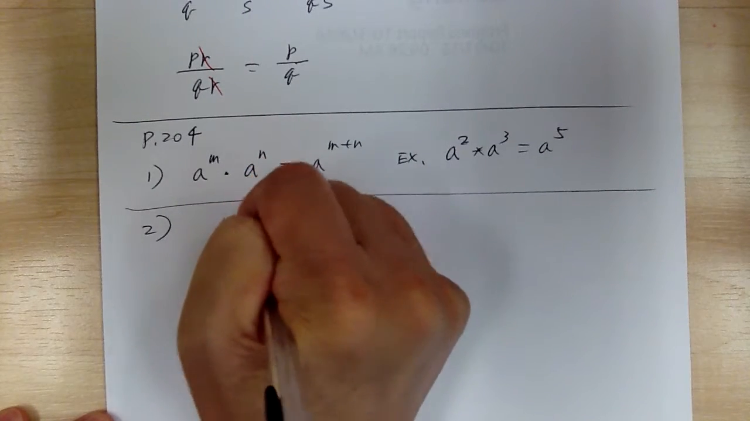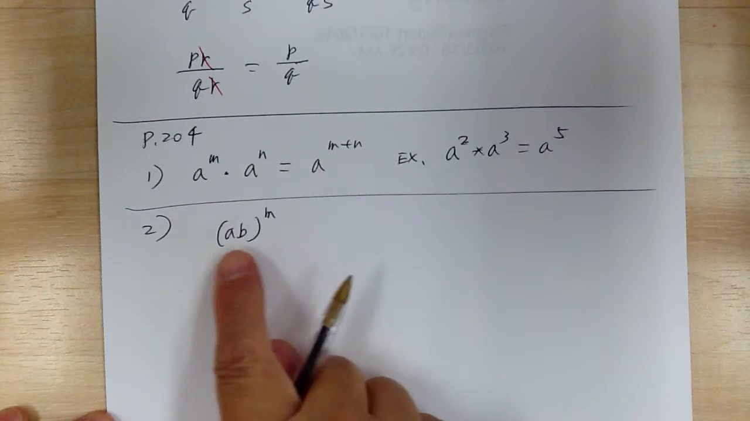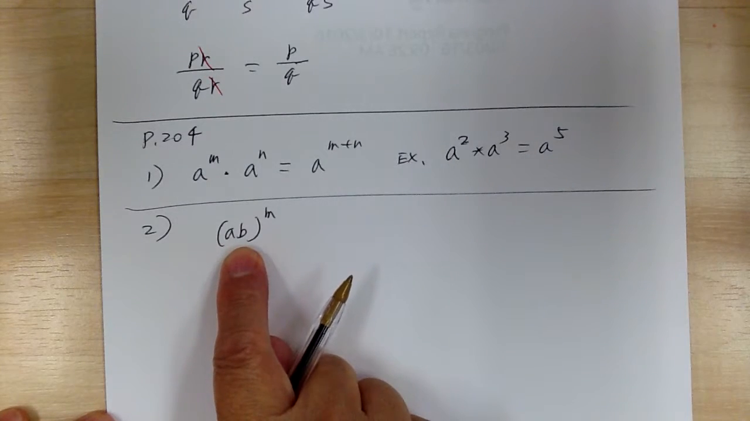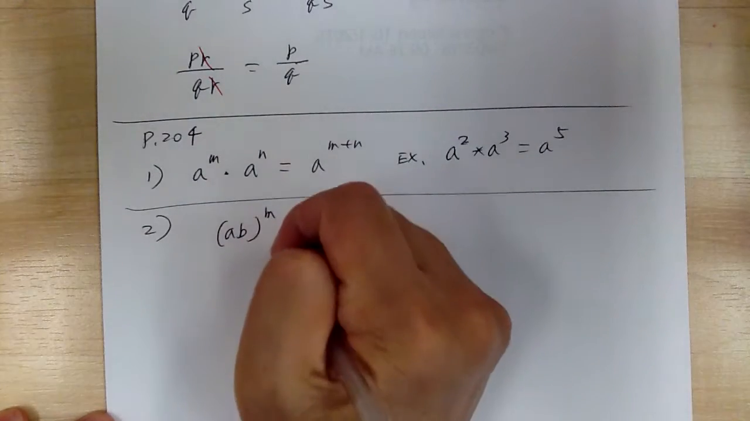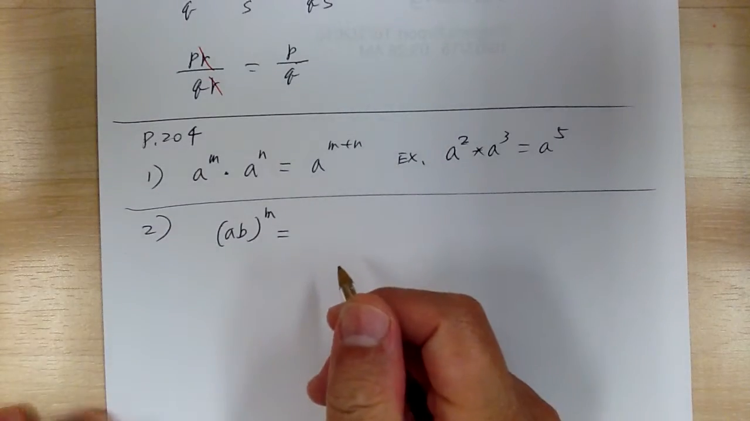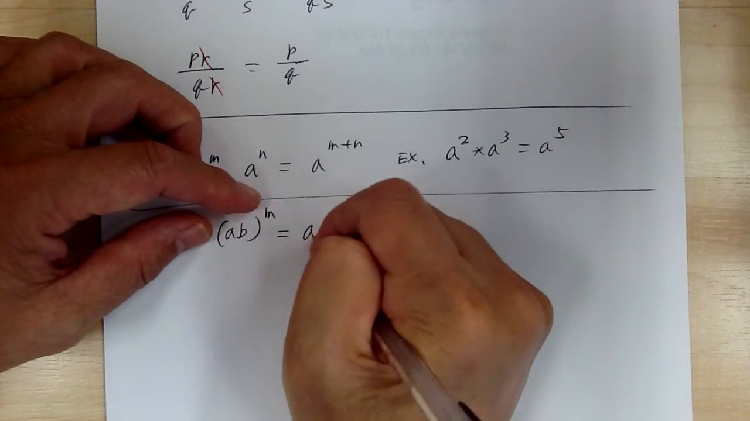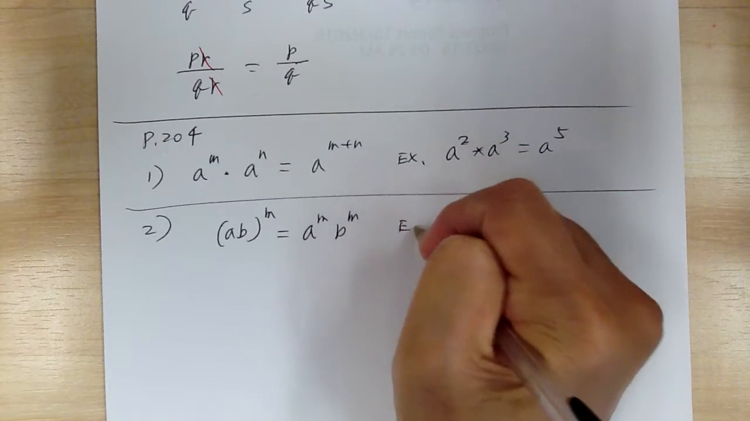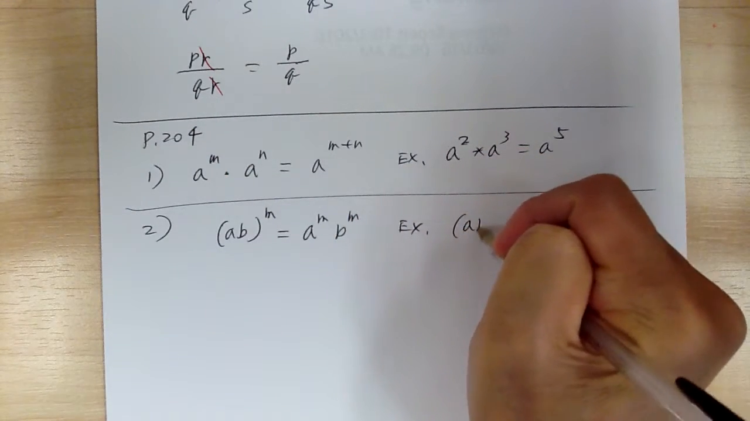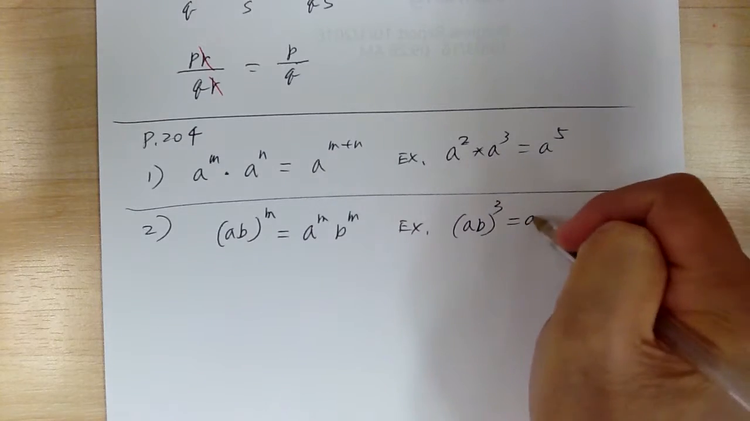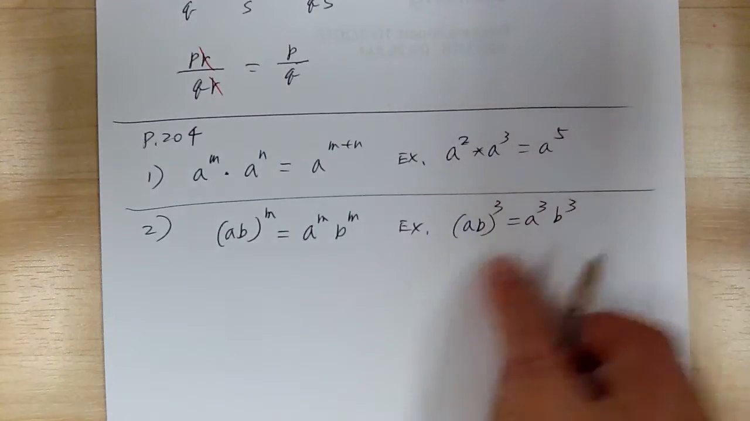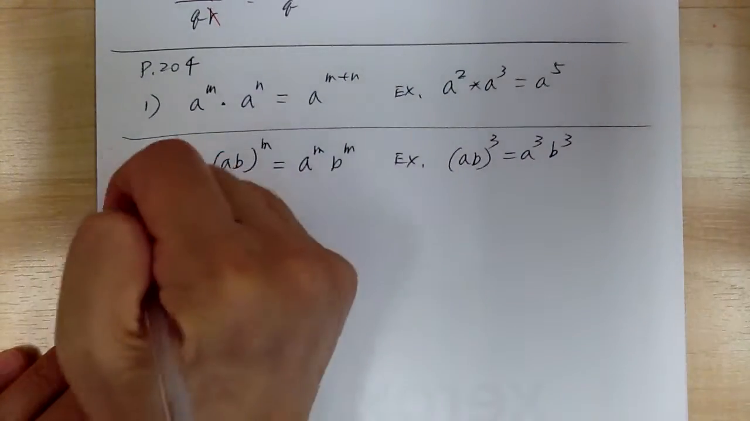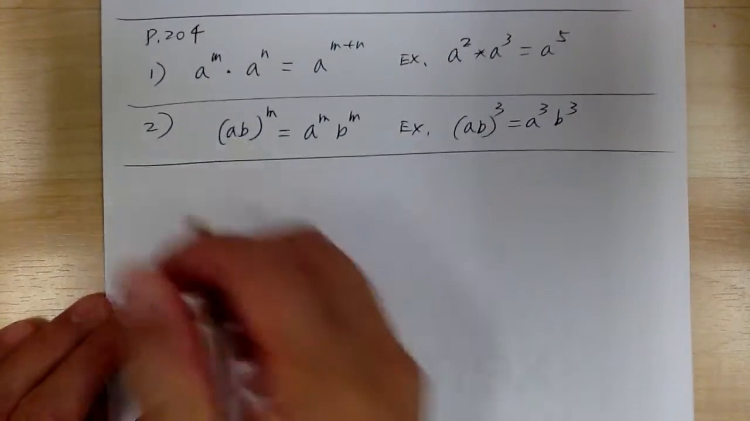Okay, let's go to the second law. You have a b to the m. When you have more than one factor in the parentheses, you just apply the distributive property over that. So this becomes a to the m, b to the m. An example would be a b to the 3, which equals a to the 3, b to the 3. Again, all this is review. You guys should know all this already.